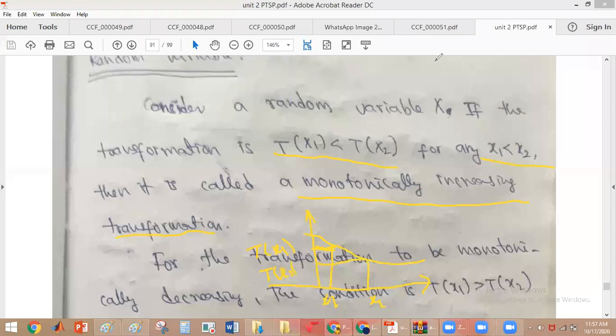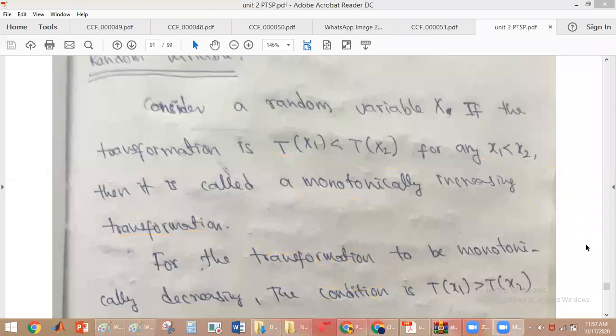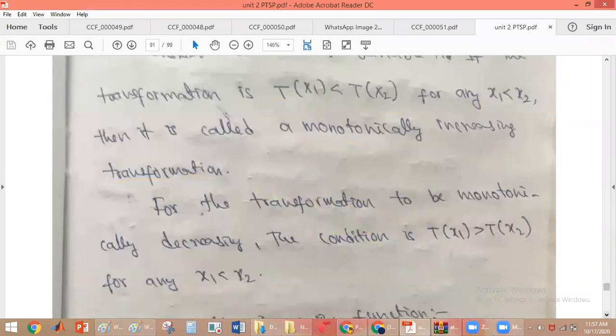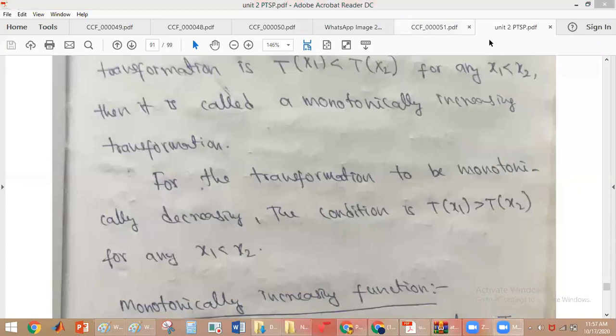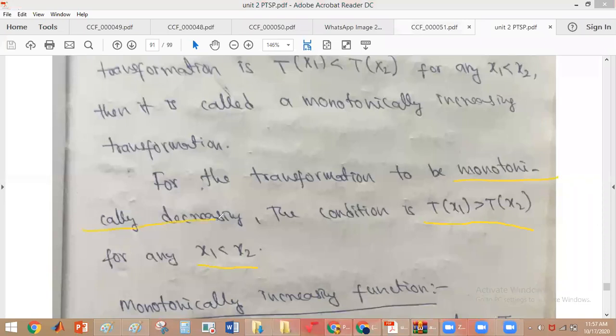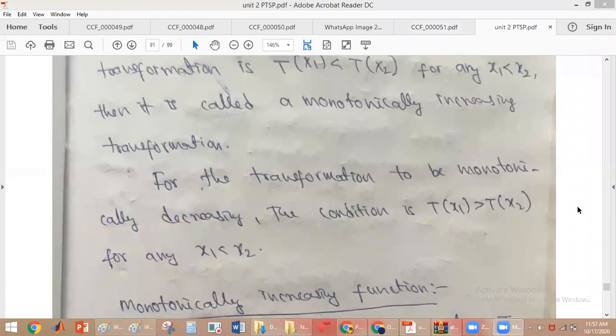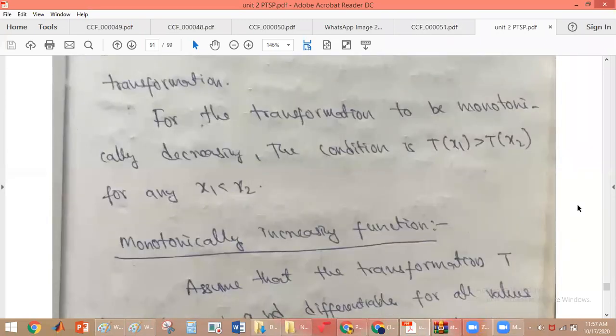So if you have a function like this, it is called a monotonically decreasing function. What is that? T(x1) greater than T(x2) for x1 less than x2. What is this called? It is called a monotonically decreasing function. Okay, so like that we have monotonically increasing functions as well as monotonically decreasing functions. Now we'll take the monotonically increasing function.